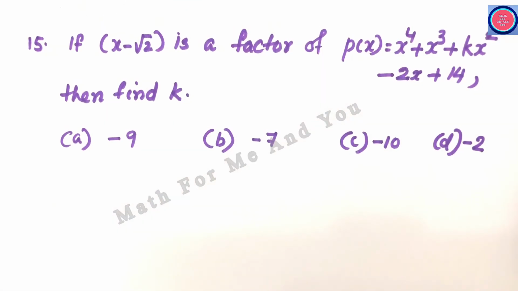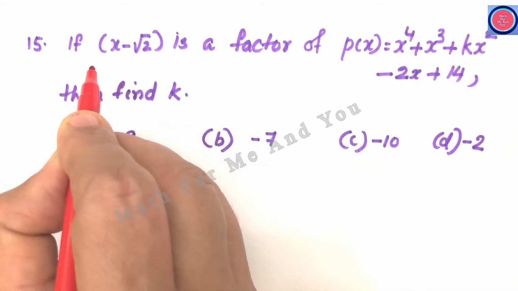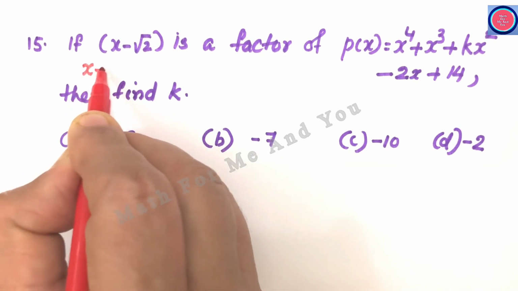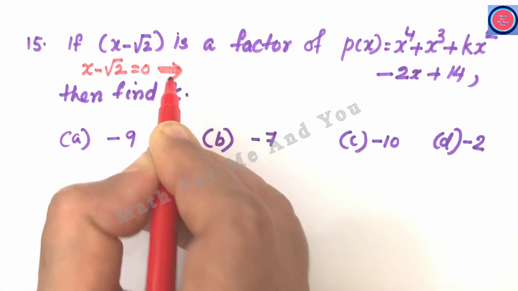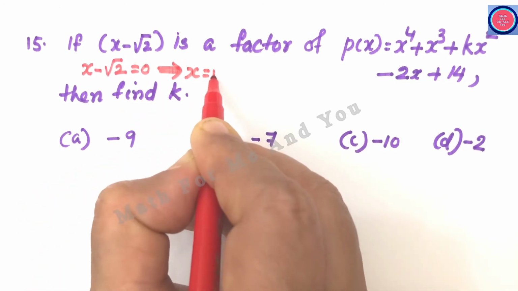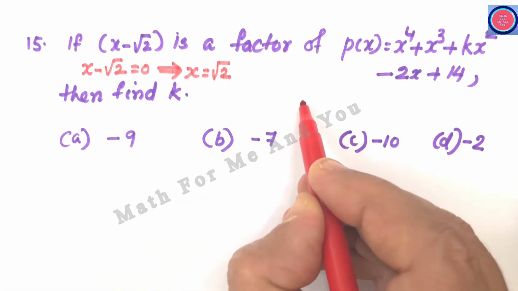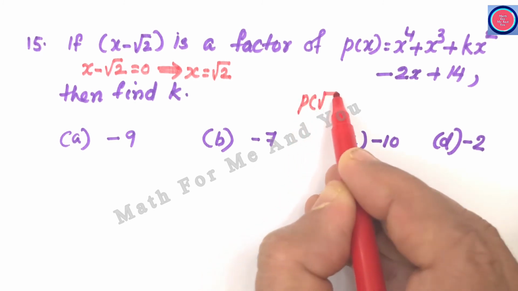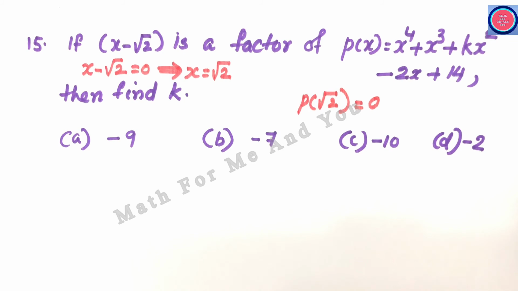Question number 15. If x minus root 2 is a factor of the polynomial x power 4 plus x cube plus kx square minus 2x plus 14, find k. Here it is given x minus root 2 is a factor. That means if we write x minus root 2 equals 0, we can find the zero of the polynomial. Here we get x equals root 2 is the zero of the polynomial. What is the meaning of zero of the polynomial? When we replace x with this value, we get the answer 0. So p of root 2 equals 0.